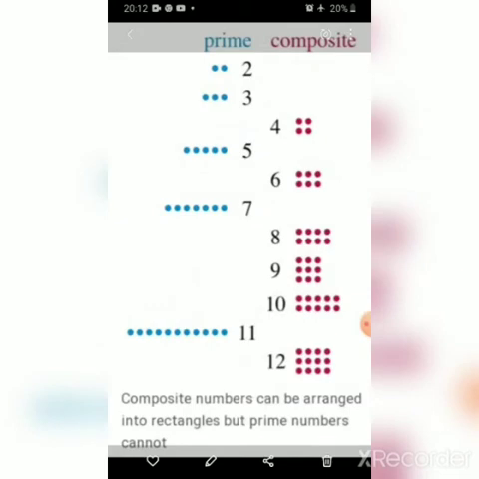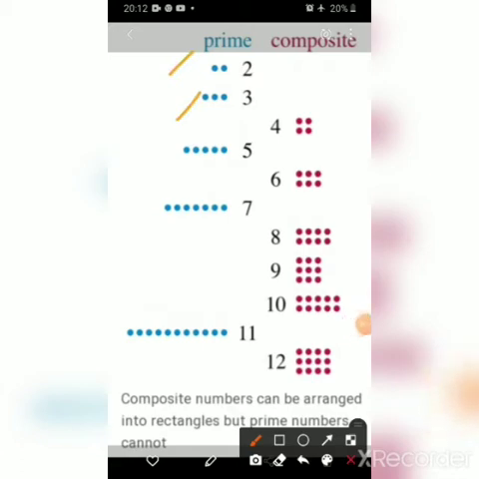Now look here, prime and composite numbers. 2 is a prime number, 3 also prime, 5 also prime, 7 also prime, and 11 also a prime number. Composite numbers: 4, 6, 8, 9, 10, 12. Composite numbers can be arranged into rectangles, but prime numbers cannot.